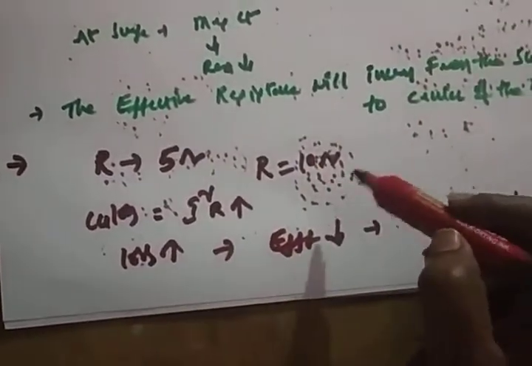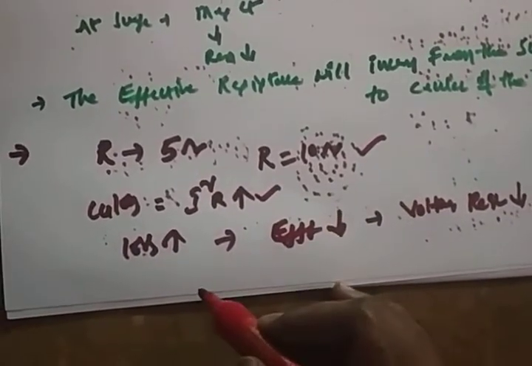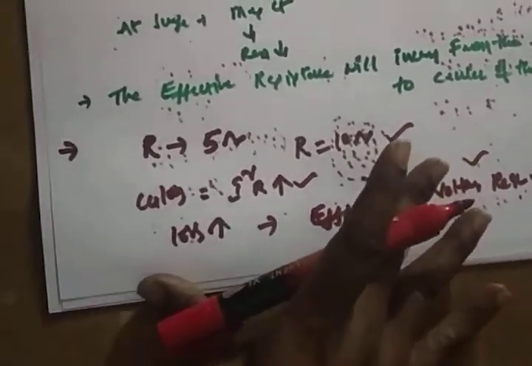So if the resistance value increases, the copper losses will increase. If the copper losses increase, the efficiency reduces. That means voltage regulation reduces. These are the disadvantages.